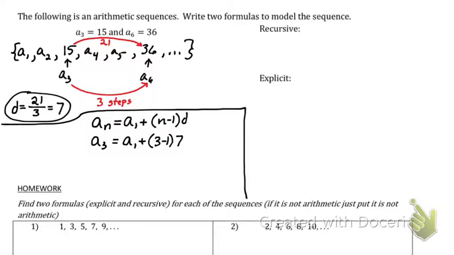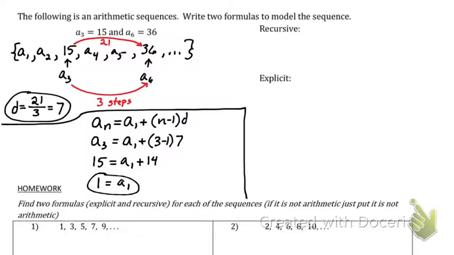I've got more I can put on here. A sub 3 equals 15. So I can take that 15 and plug it in for that a sub 3. So we can go, okay, 15 equals a sub 1 plus, well, 3 minus 1 is 2. 2 times 7 is 14. Subtract 14 on both sides, and we have our a sub 1 equals 1. That is the easiest way, without actually subtracting, to get your a sub 1.